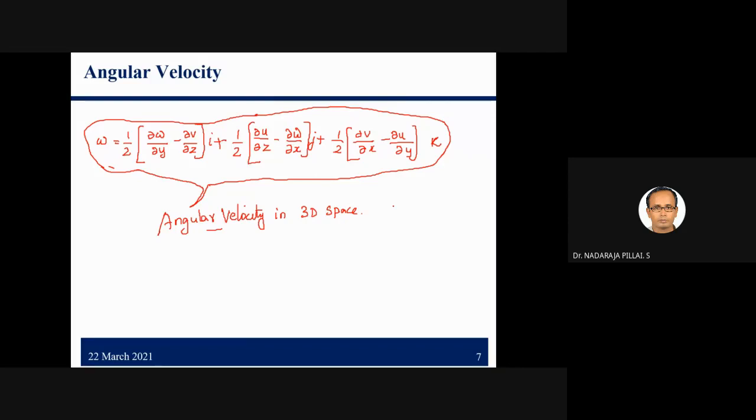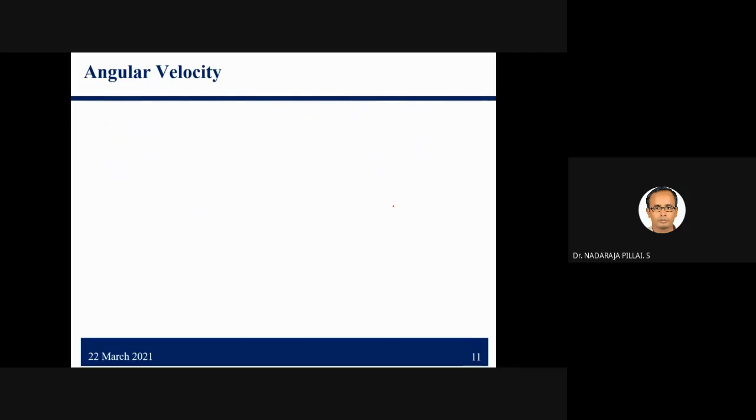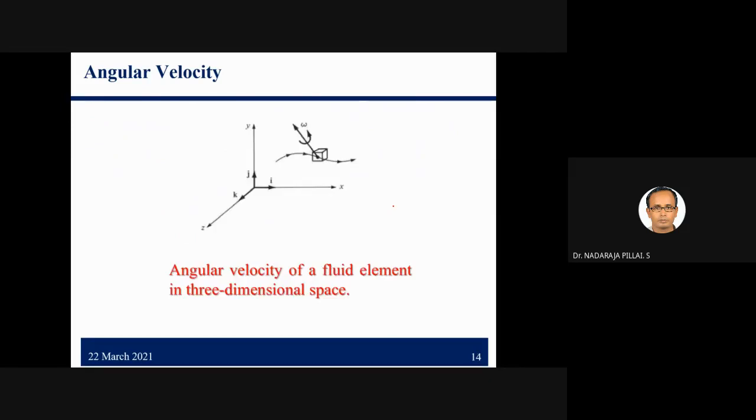Now an important discussion. Say I would like to show this angular velocity of the fluid element in three-dimensional space. If you see x, y, z, and you have omega, this omega can be expressed as omega x i plus omega y j plus omega z k. This is the angular velocity.